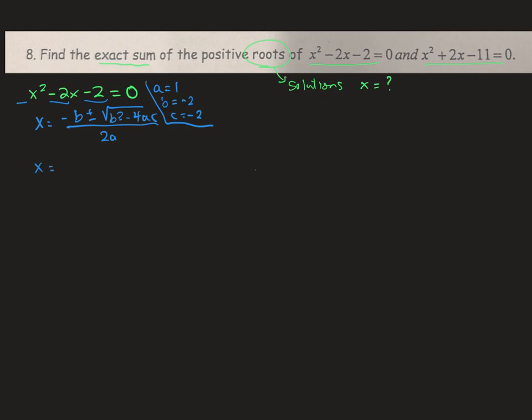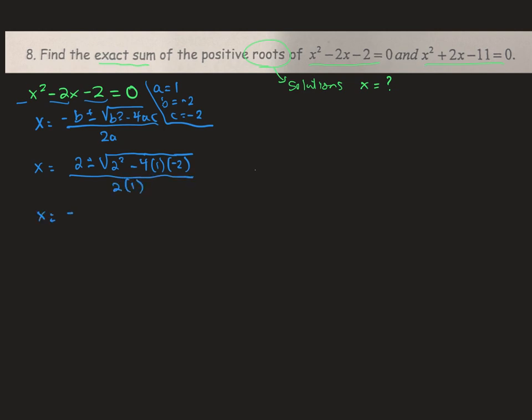So we have -b, but b is also -2, so it's -(-2), which would just be +2. I'm just going to write +2 for that. So 2 plus or minus, and then b squared. I know when I square something, it's just going to become positive, so I'm just going to write 2 squared, minus 4 times a, which is 1, times c, which is -2, all over top of 2 times a, which is 1.